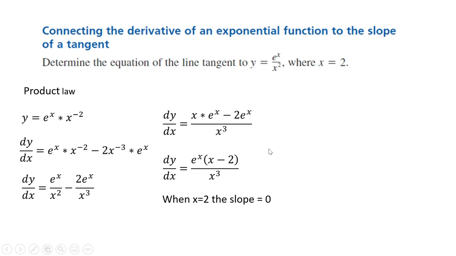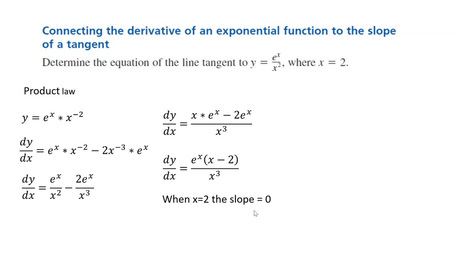Clearly, if I put 2 into that, when x is equal to 2, the slope is actually 0. Putting 2 into this gives me x minus 2, or 2 minus 2, which is 0. 0 times anything is just going to be 0. So when x is equal to 2, the slope is 0. So I now know what the slope of the line is. But I need more than the slope. I need to know where this line crosses the y-axis to get the equation of the line.